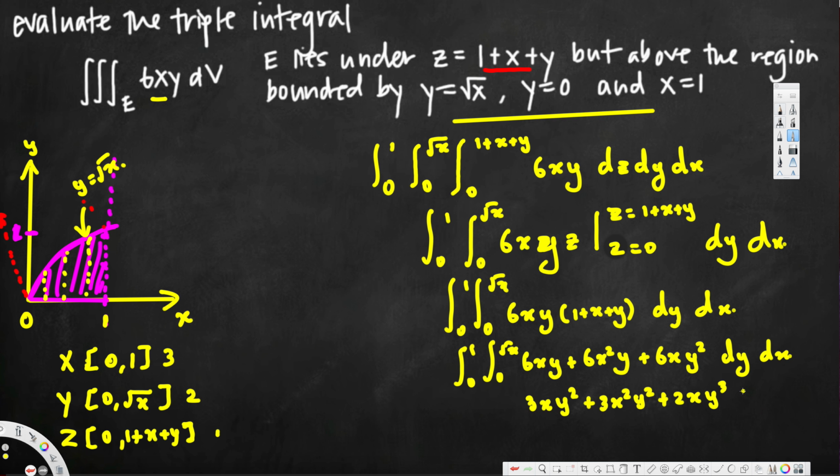Okay, now this is our integration, and the limits of integration is y is equal to 0, y is equal to square root of x, and that's going from 0 to 1, and here we are going to have dx.